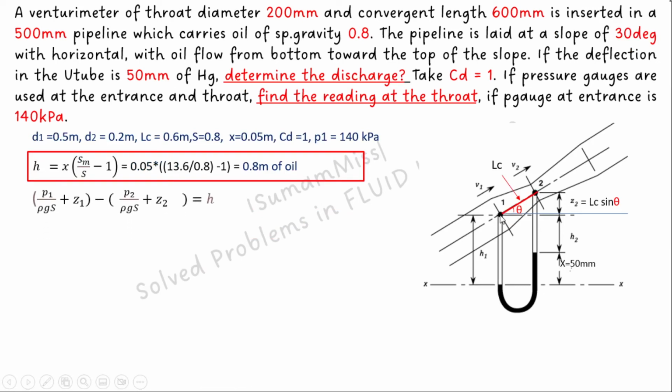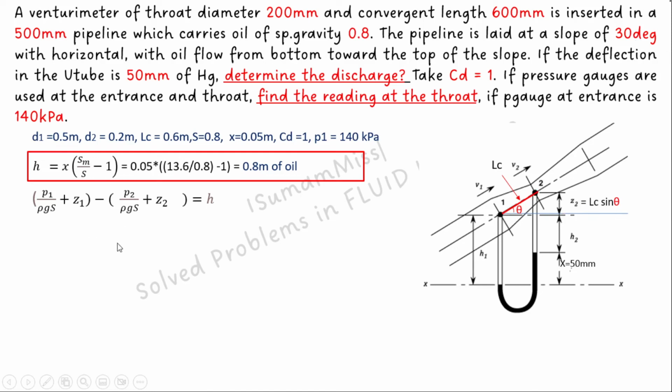The piezometric head at section 1 equals P1 by rho gs plus Z1, and the piezometric head at section 2 equals P2 by rho gs plus Z2. We can consider point 1 as datum, so Z1 is equal to 0. Section 2 is at a higher level with respect to section 1, but the length of this convergent cone is given to us, that is 600 mm or 0.6 meter, and the inclination is also given, that is 30 degrees. So Z2 equals LC sin theta.